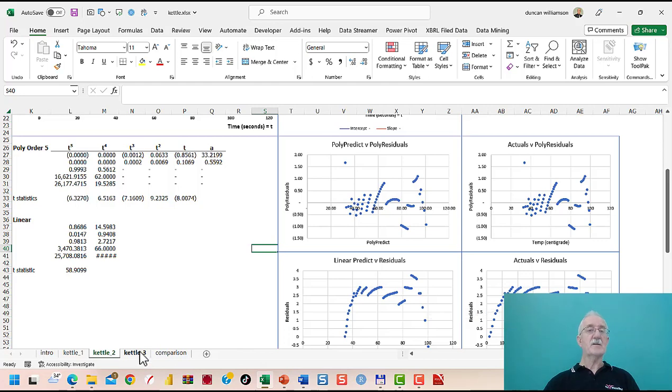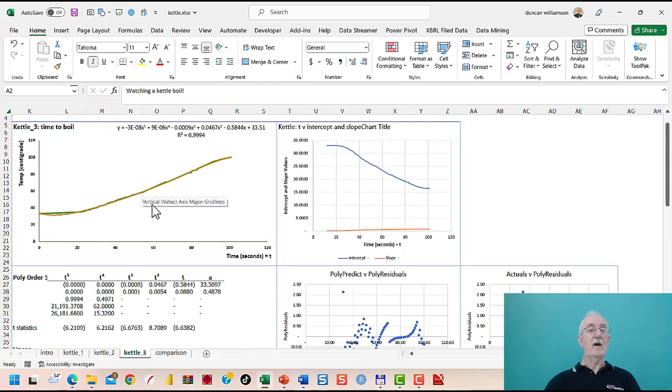Let's look at Kettle 3, experiment 3. Again, look at the line. We must be starting to see now that when you boil a kettle of water, whether it's half full, a quarter full, or got an exact amount in it, the curve looks like this. Sample of 1, only 1 kettle, of course, but 3 experiments. And what do we find? R squared 0.9994, very similar to what we had with experiment 1.